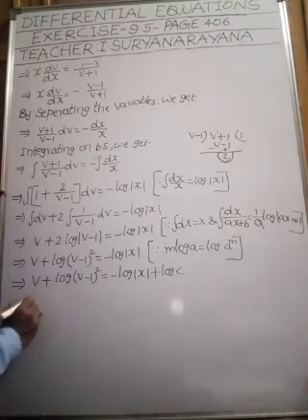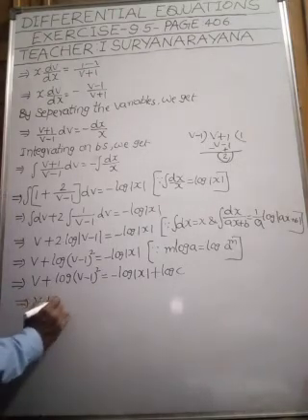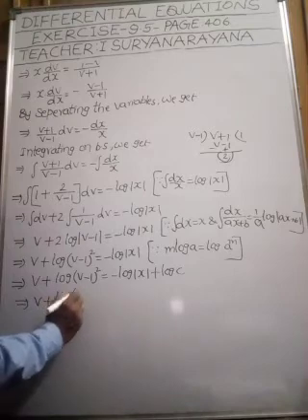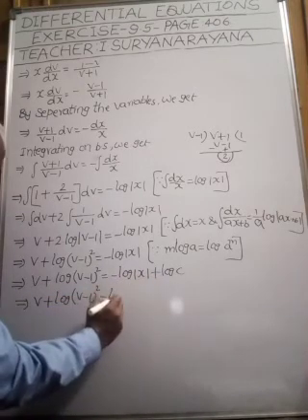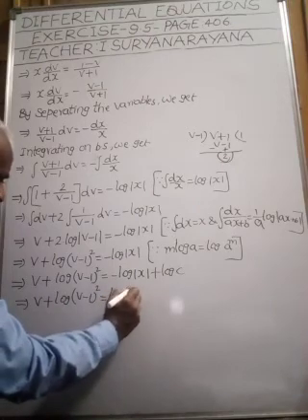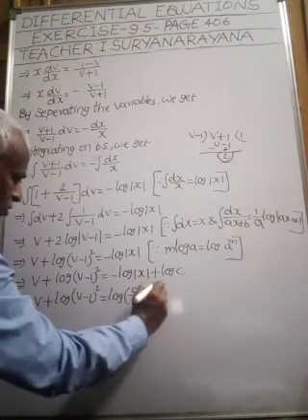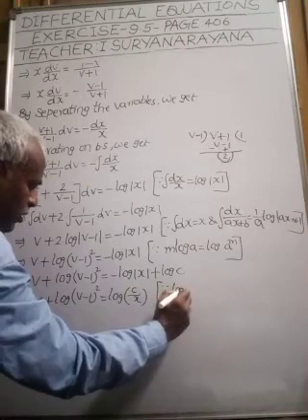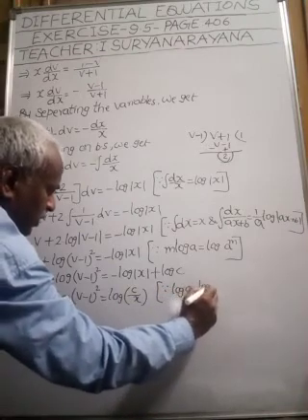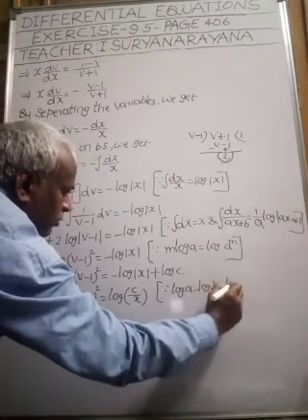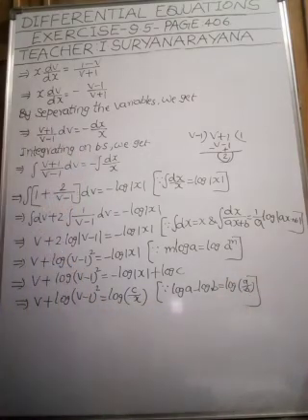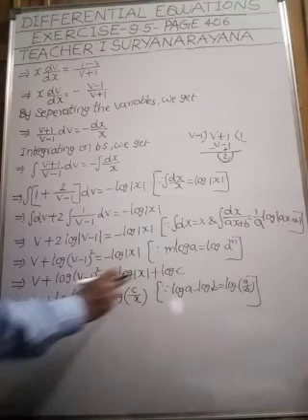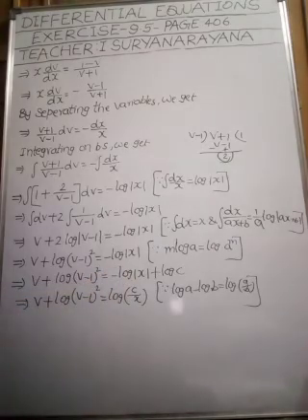Right. This implies v plus log v minus 1 whole square can be written as log c by x. Yes or no, my children? c by x, because log a minus log b is equal to log a by b. Yes or no, my children? This where a is equal to c, b is equal to x. Yes or no, my children?